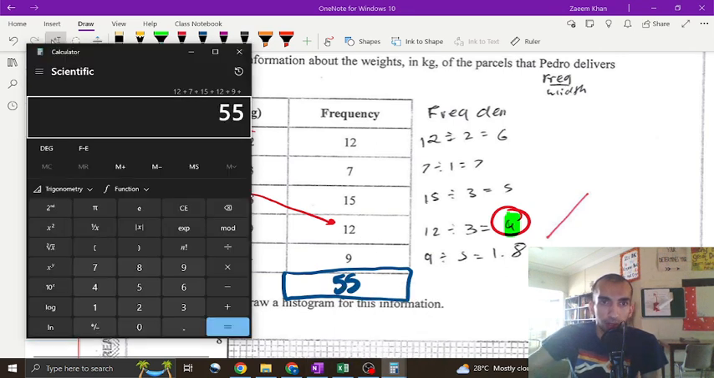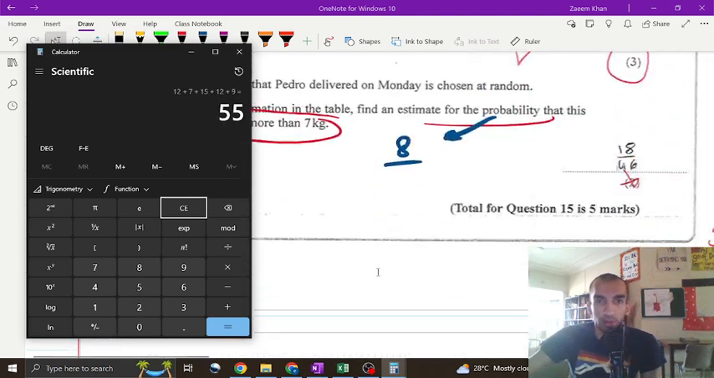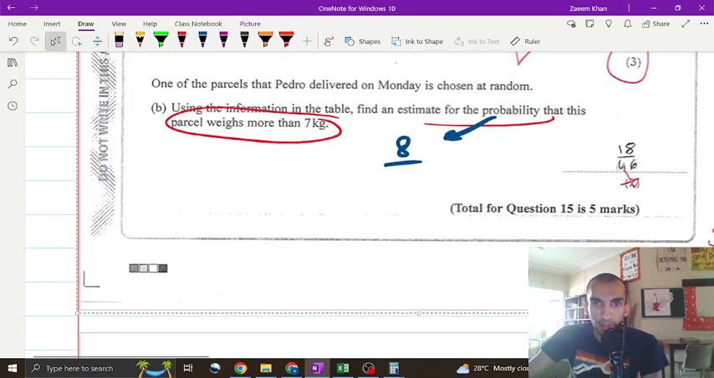Let me recheck that. Let me add it again. 12 plus 7 plus 15 plus 12 plus 9. 55. To find an estimate for the probability, that's your probability.